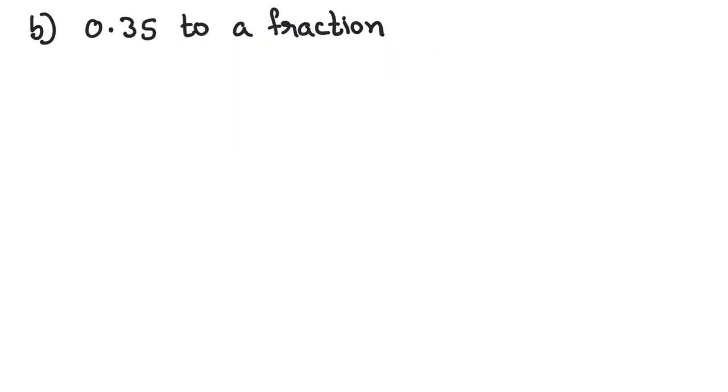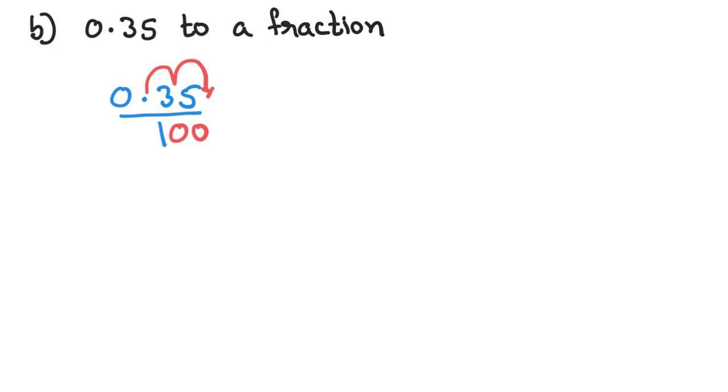Let us change the decimal 0.35 to a fraction. In order to do that, can I write 0.35 as 0.35 over 1? Now if I have to make this a fraction, I have to move the decimal point 2 digits to the right. And when I move the decimal point 2 digits to the right, I can simply add 2 zeros to the denominator. It is basically multiplying the numerator and the denominator by 100.